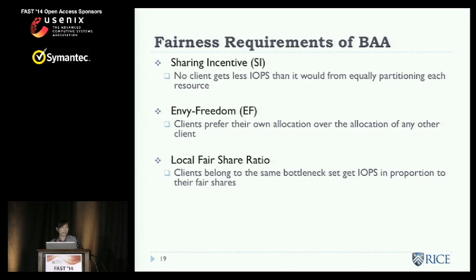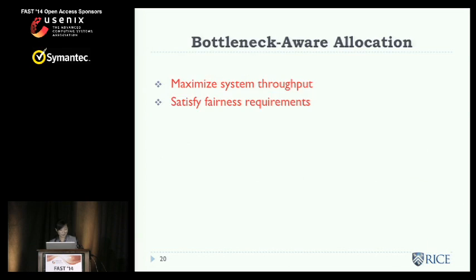Some of them are already identified by related work, and we'd also like to have those good properties. The first one is sharing incentive. It means no client gets less IOPS than it would get from equally partitioning each resource. The second one is envy freedom. Clients prefer their own allocation over the allocation of any other, so they won't envy others. The third one is local fair share ratio. That means the clients belonging to the same bottleneck set get IOPS in proportion to their fair shares.